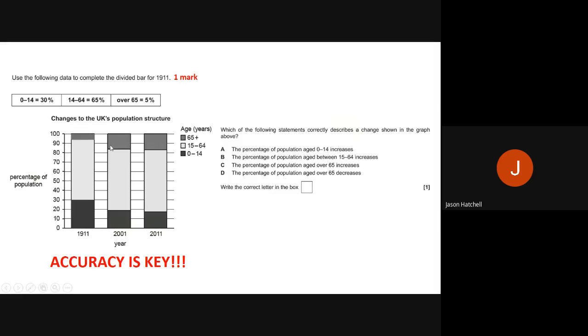So we shade that in the medium coloured grey. That then is your completed bar graph. You got 1 mark for doing that. So drawing 3 lines and shading them in, you got 1 mark for doing that.